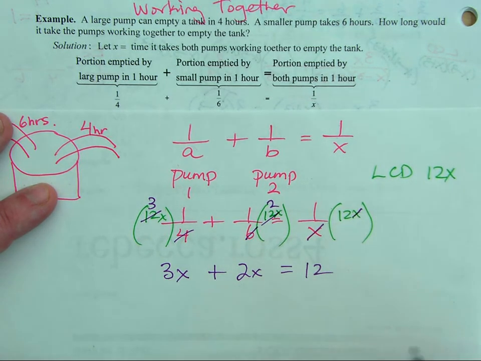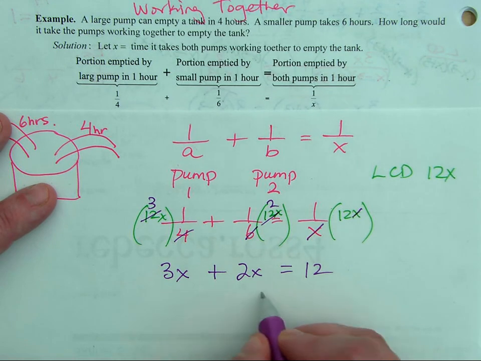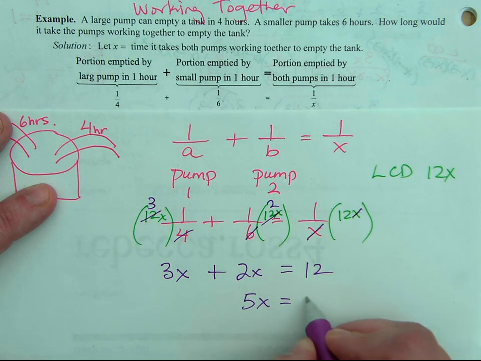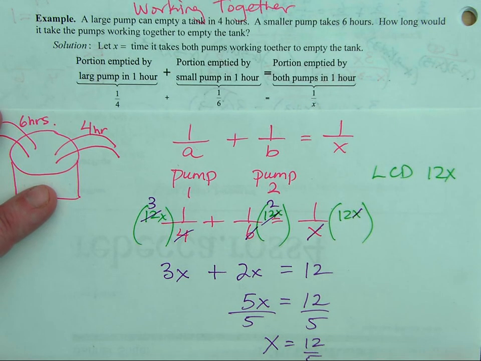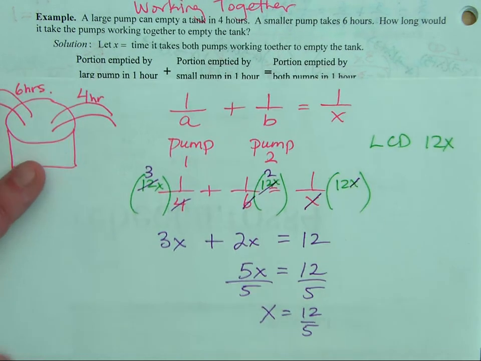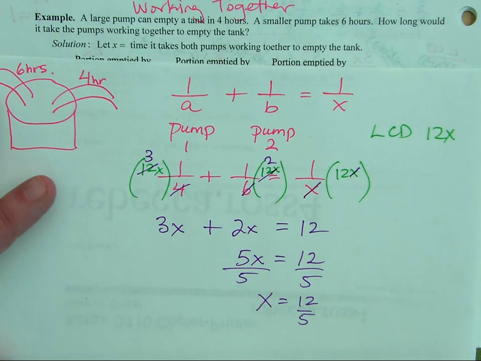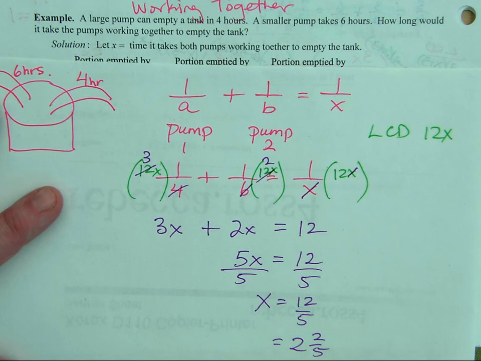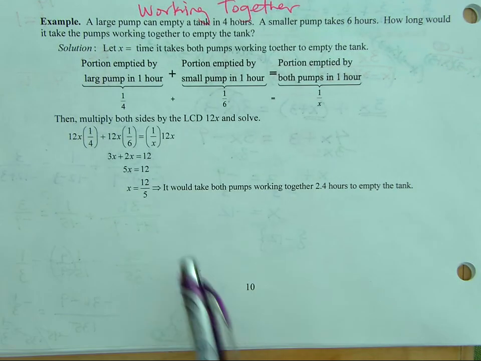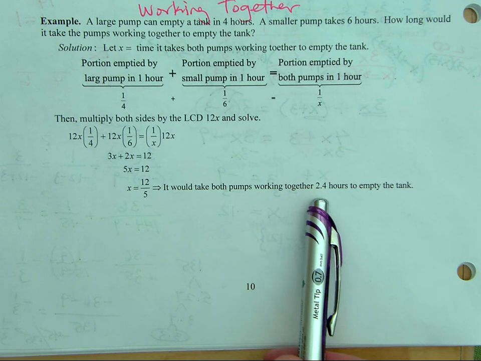equals 12. Good. And so now what do we do to solve? Yes. So we get 5x equals 12, and then divide by 5, x equals 12/5. Okay, which is approximately what? 12/5 goes 2 and 2/5. So it's a little over 2 hours, getting close to a half, right? Almost a half. Not quite there. And if we divide that, we actually get 2.4 hours.